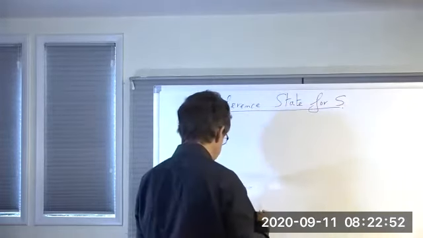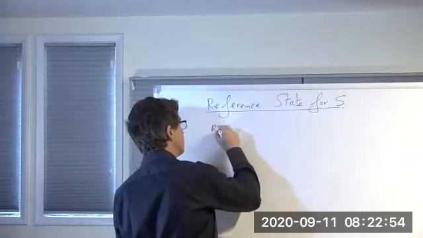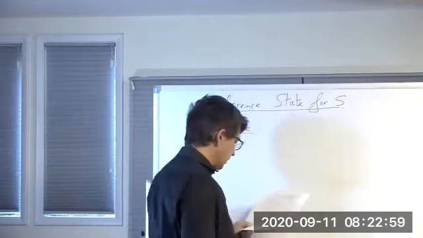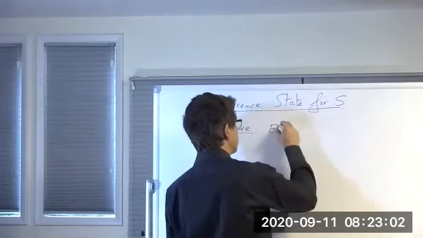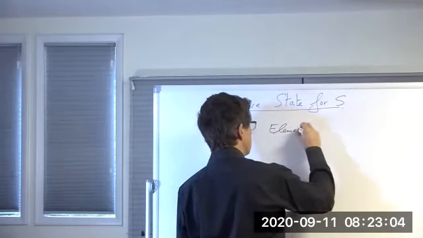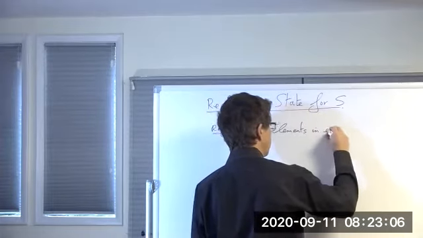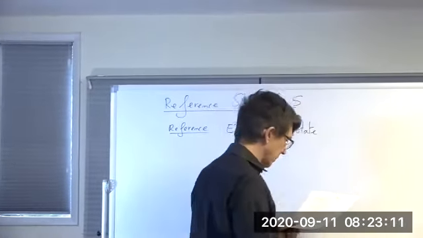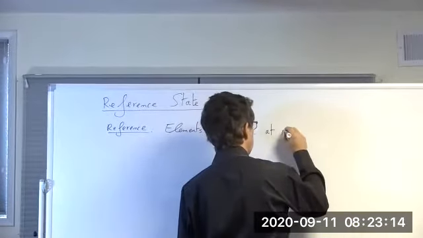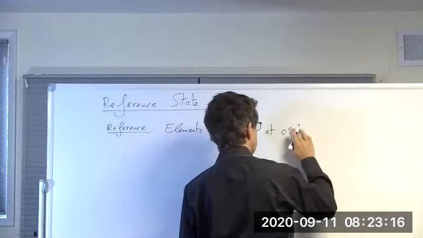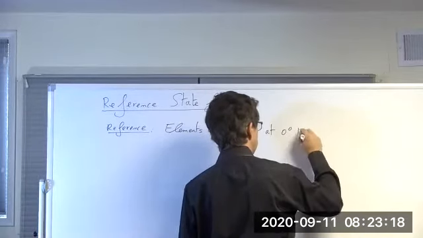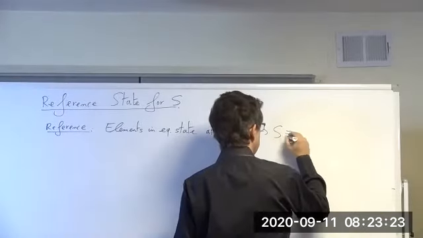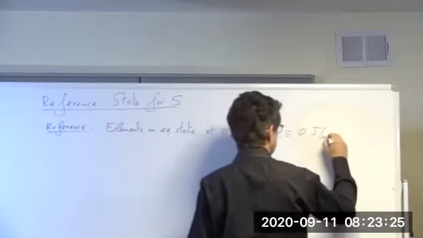So the reference state is the entropy of the elements in their equilibrium state at 0 Kelvin. So this is where we set S equal to 0 joules per mole per Kelvin.